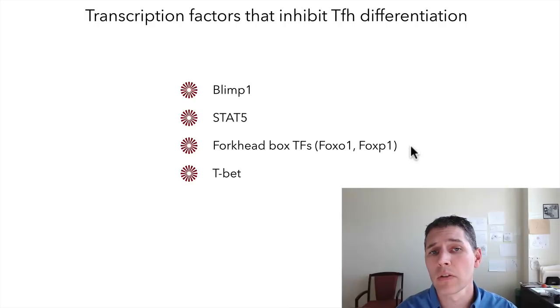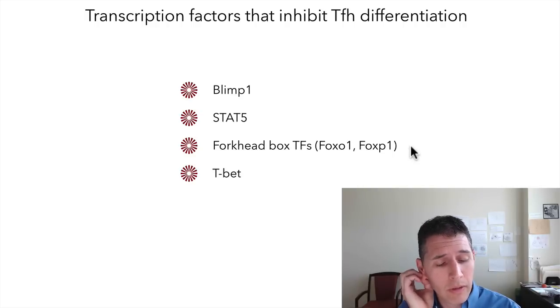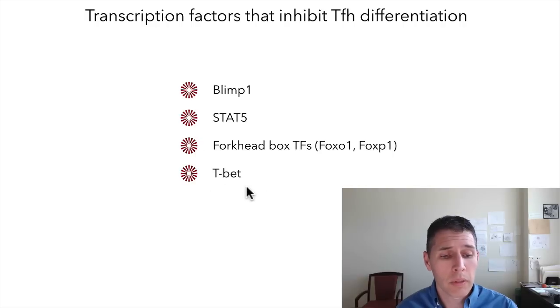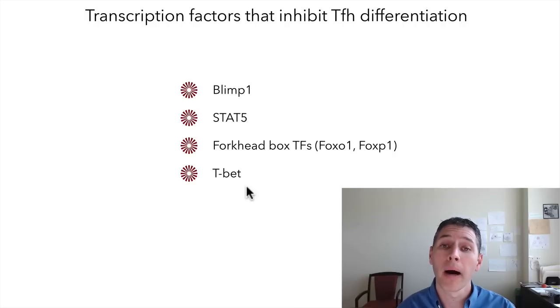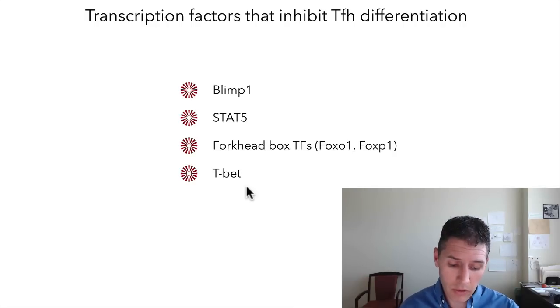These Forkhead box proteins are well known to regulate T-cell quiescence and also a variety of aspects of T-cell migration. And it's been observed by multiple groups that Forkhead box proteins can potently inhibit TFH differentiation specifically, and that it's necessary to repress those molecules to actually allow TFH differentiation to occur. It's also been shown that TBET inhibits TFH differentiation, and one mechanism by which it does so is to directly bind to BCL6 and limit BCL6 functionality.